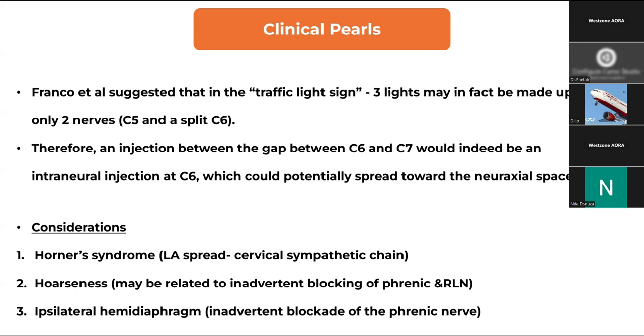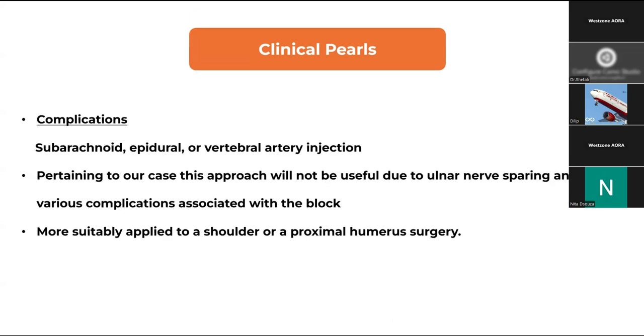It is important to consider that this can lead to Horner's syndrome, hoarseness due to recurrent laryngeal nerve blockade, and phrenic nerve blockade leading to ipsilateral hemidiaphragm paralysis. It can also lead to subarachnoid, epidural and vertebral artery injections. This is especially true in the pediatric population, where there is very close proximity of all these structures, and a high volume can definitely lead to such complications.